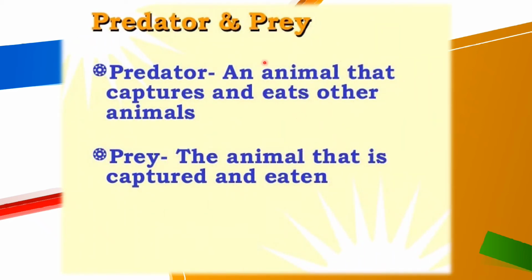So in our food web, we have predator and we have prey. Predators are the animals that capture and eat other animals. Prey is the animal that is captured and eaten. So prey is the food of the predator.